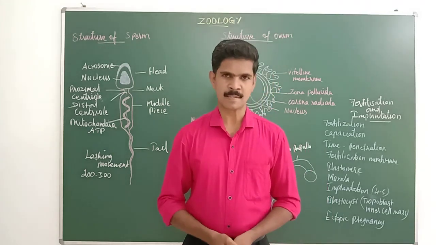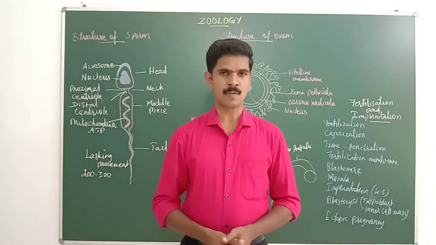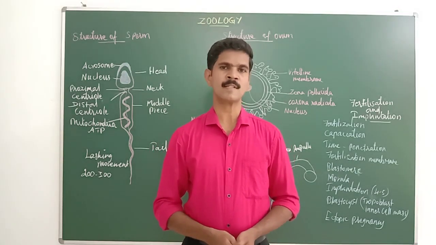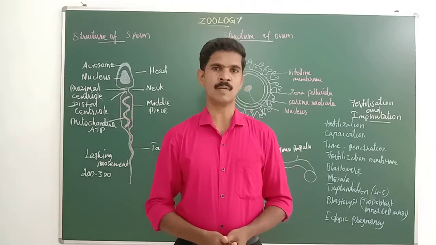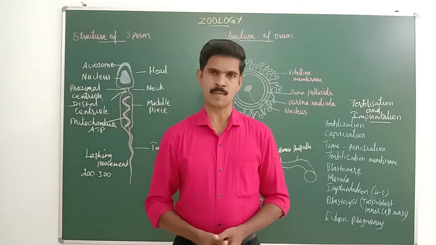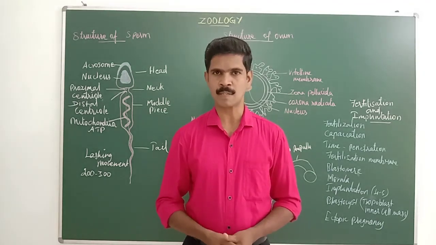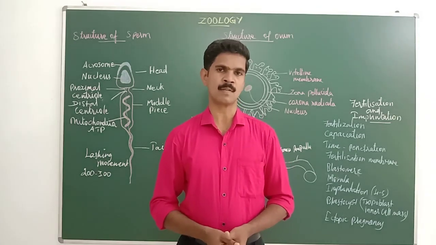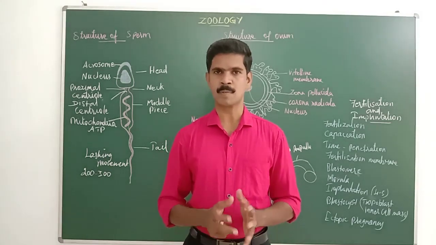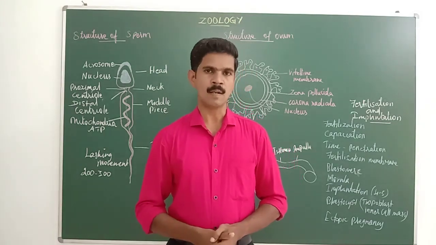In the last class, we studied two important questions. The first one is the spermatogenesis process. Spermatogenesis means the process of formation of sperm inside the seminiferous tubule of the testis. And the second question is oogenesis. The process of formation of ovum inside the ovary of the female reproductive system is called oogenesis. So these two questions we studied in the last class.